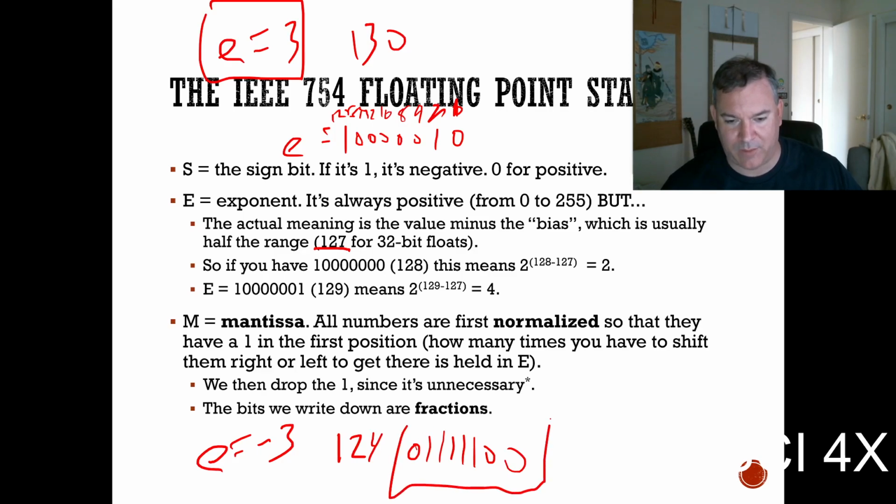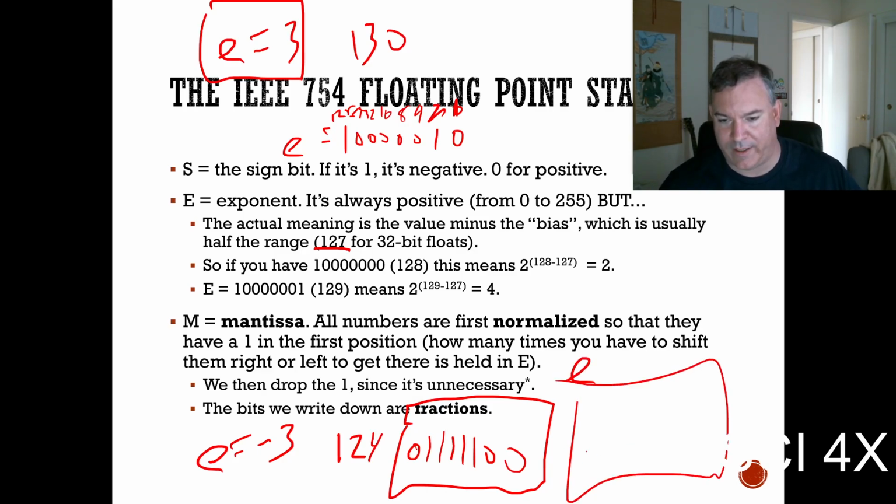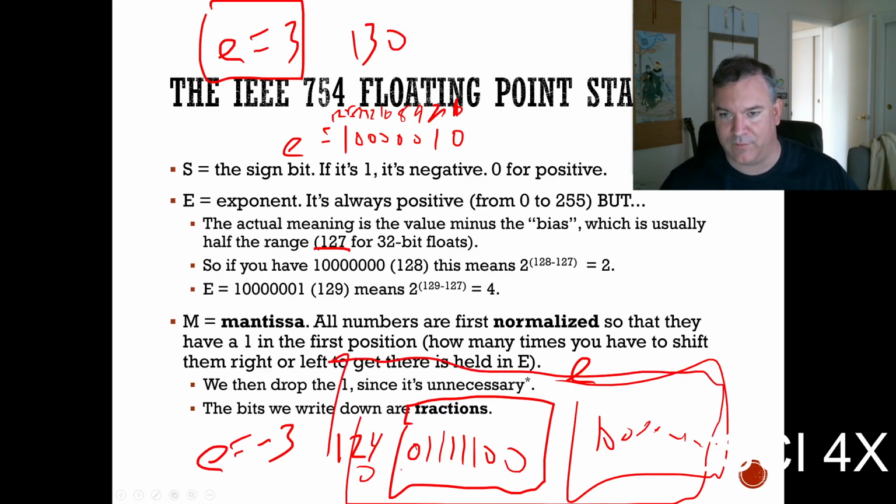So this is what would actually be written to the register. So that part would be the E. The mantissa would have 1 0 0 0 0 0 0 0, and the sign bit, if it was positive, would be 0. So that's the whole thing that gets written.